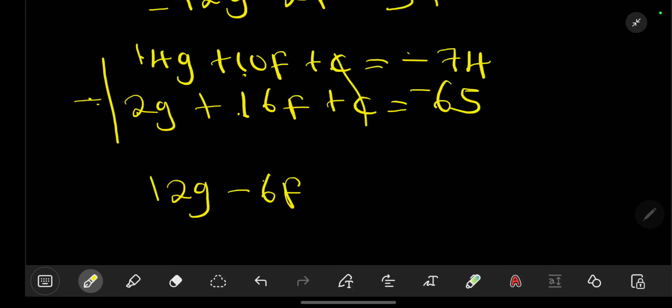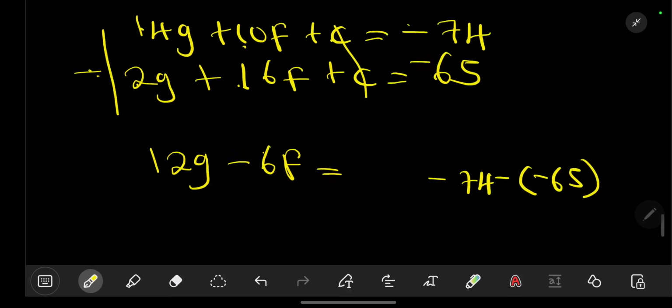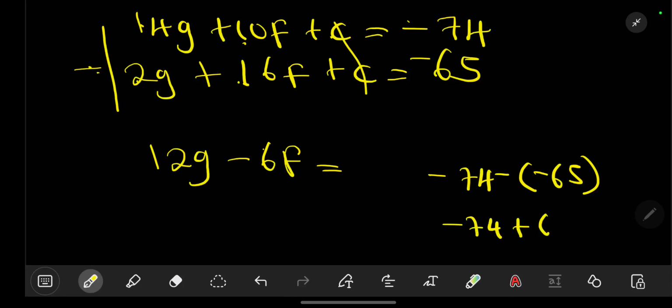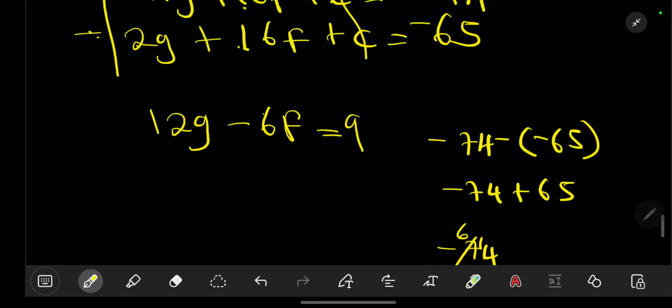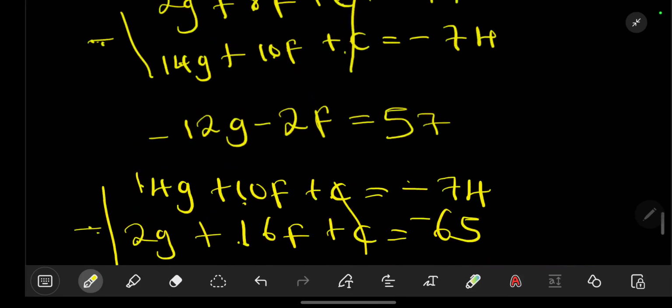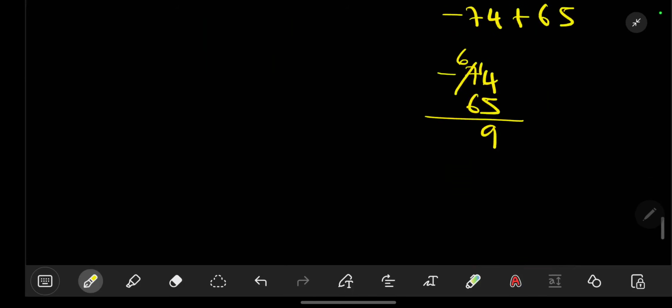C minus c, it's 0, should be equal to negative 74 minus negative 65. We are going to get a negative 74 plus 65, which is, so negative 74 plus the 65, we are going to get a 14 minus 5 will be 9. 6 minus 6 is 0. So the answer here will be a 9. Now negative for that matter, since 74 is negative. Negative 74 plus that, it will be negative 9. So with these, now we are going to solve them simultaneously.